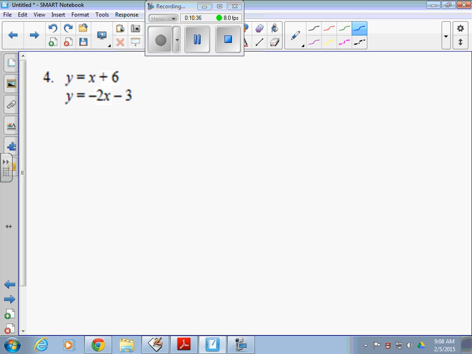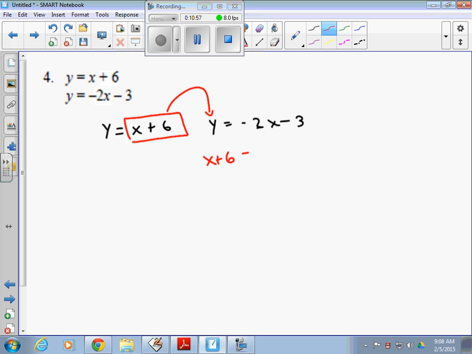y equals x plus 6, y equals negative 2x minus 3. Again, substitution method. Write them next to each other. y equals x plus 6, y equals negative 2x minus 3. Take this expression in place of y, plug it in place of y. x plus 6 equals negative 2x minus 3.